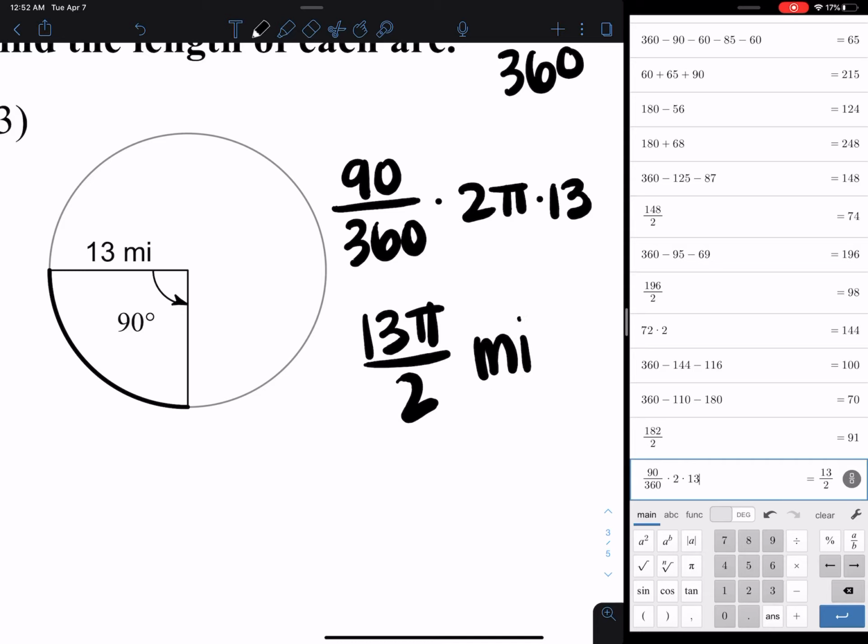The units here are miles. And it's just miles because we're not multiplying, like, it's not an area, so it's not squared, and it's not a volume, so it's not cubed, it's just miles.